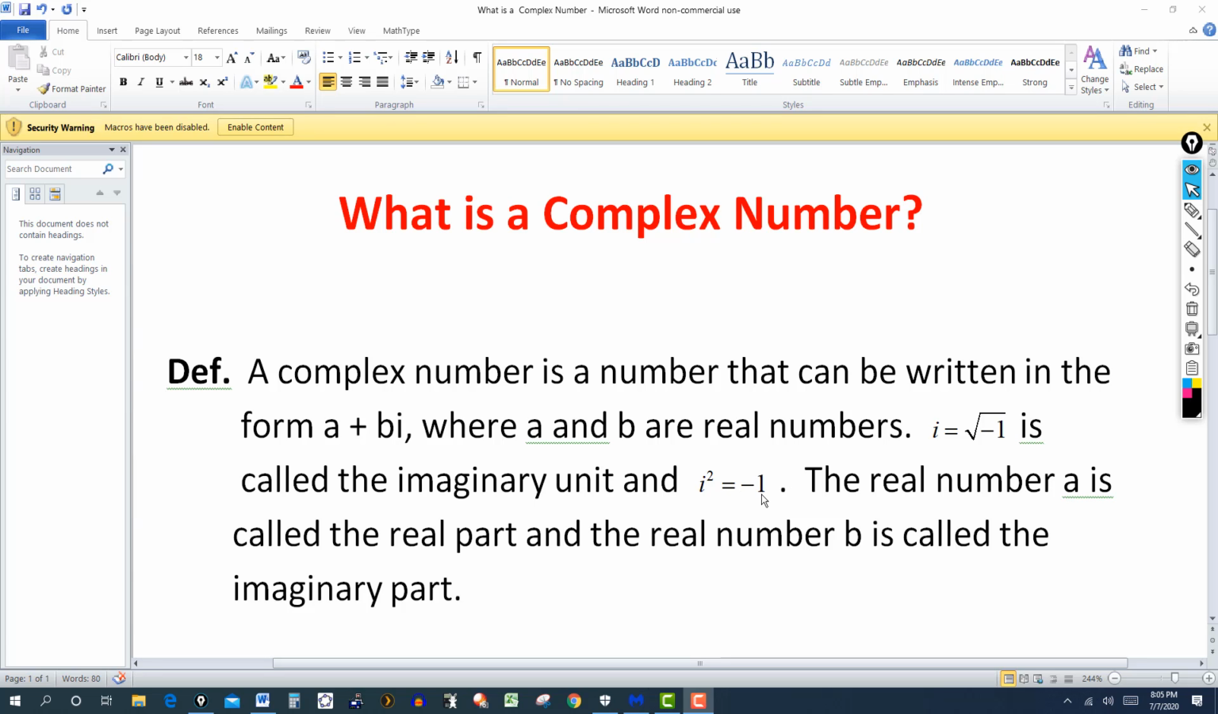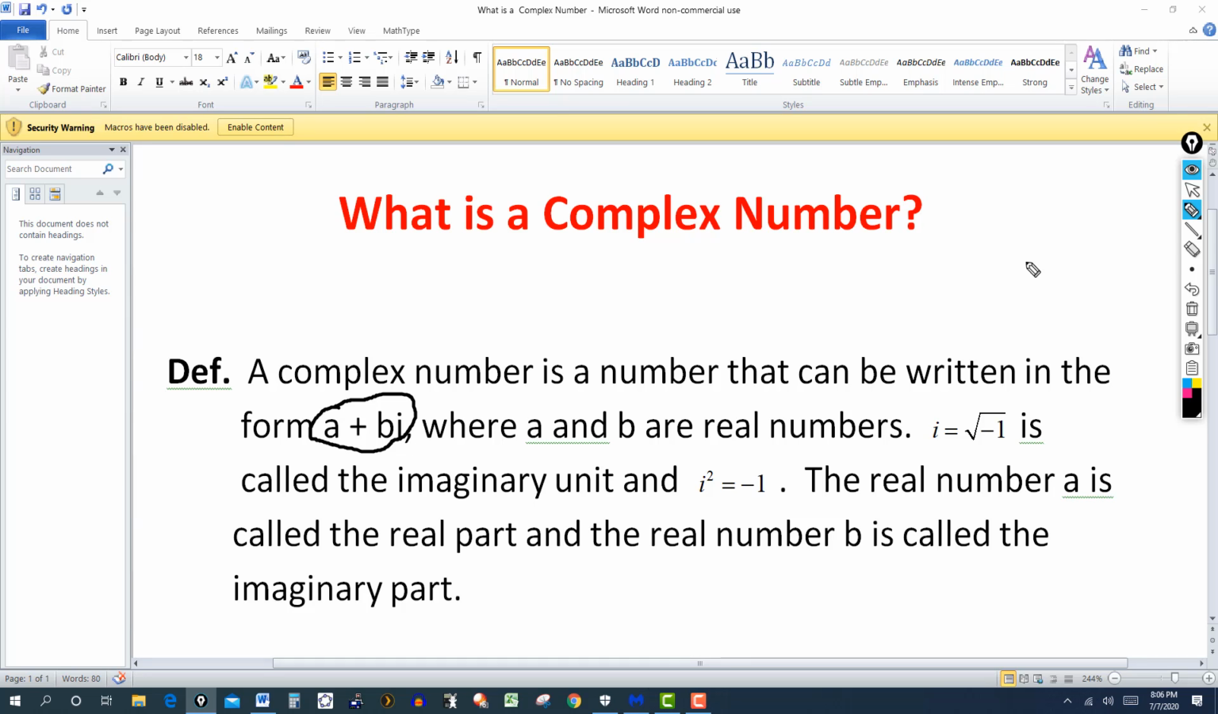Okay, the square of any real number is never negative. It's always 0 or positive. The real number a is called the real part. Okay, so look at that. This right here is basically your standard form. When they say write your answer in standard form, they mean write it in this format right here, a plus bi. So the real number a is called the real part, and the real number b is called the imaginary part because it's connected to this i over here.